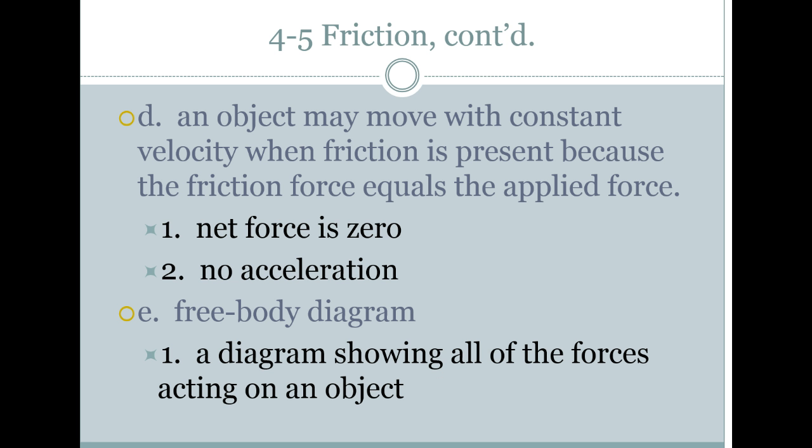When friction is present, an object may move with a constant velocity, even when an outside force is applied to it. In such a case, the friction force just balances the applied force. The net force is zero, so there is no acceleration. For example, a crate moves with a constant velocity when the force pushing it just balances the force of friction. A sack will also fall with a constant velocity once the force due to air resistance balances the sack's weight. And we draw this by showing all of the forces acting on an object in a free body diagram.